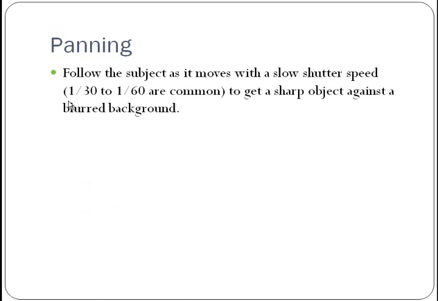Panning is following the subject as it moves with a slow shutter speed. So in other words, you're actually moving the camera with the subject as the subject's moving. 1/30 and 1/60 are common for panning, to get a sharp object against a blurred background. It's a difficult technique but kind of fun to practice.